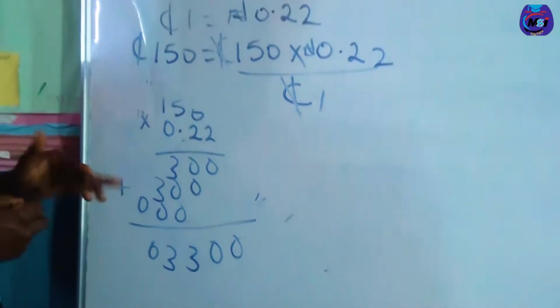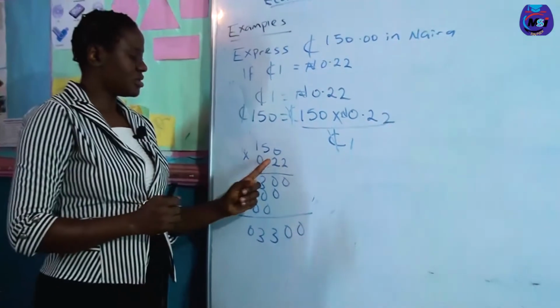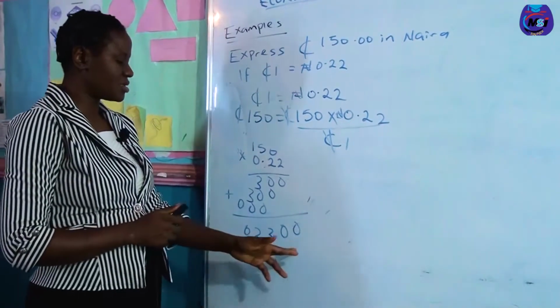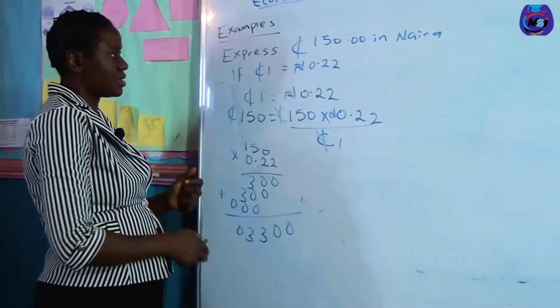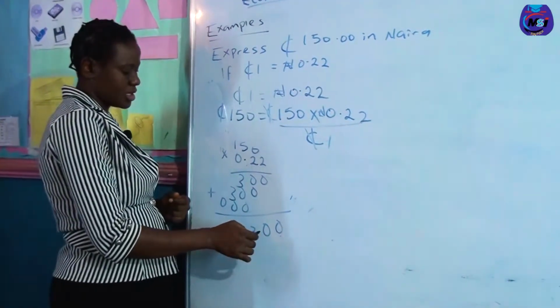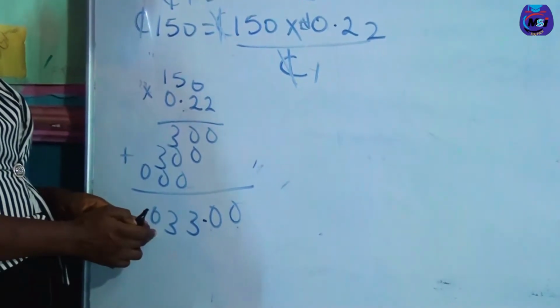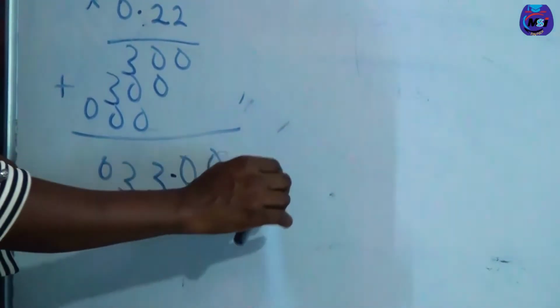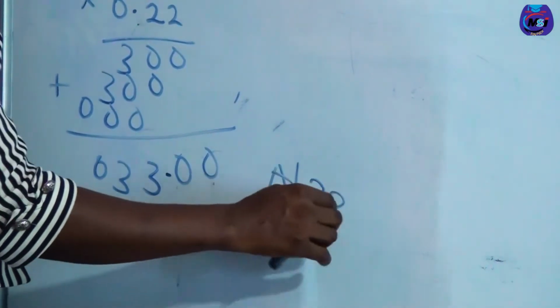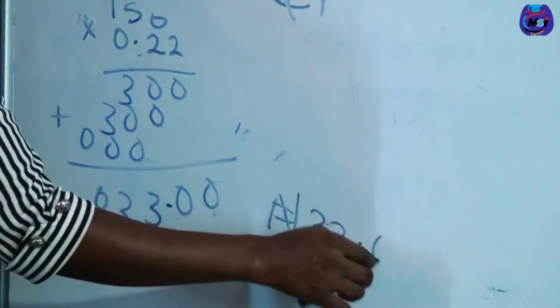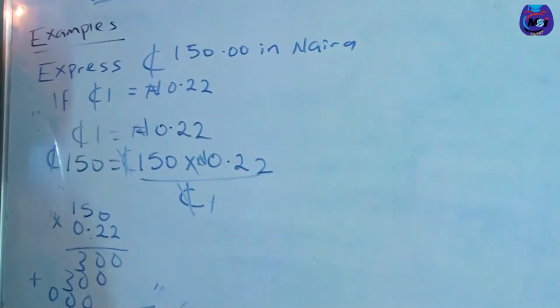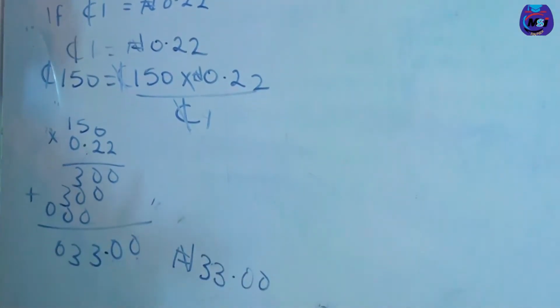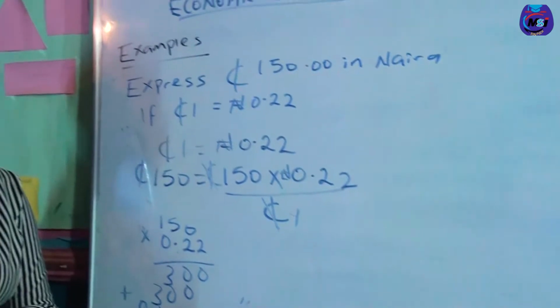Now, how many decimal places do we have? This 1, 2, 2 decimal places. So we count from here. This 1, 2, a decimal here. The 0 will be negligible, so like insignificant. So what we have is 33 naira.